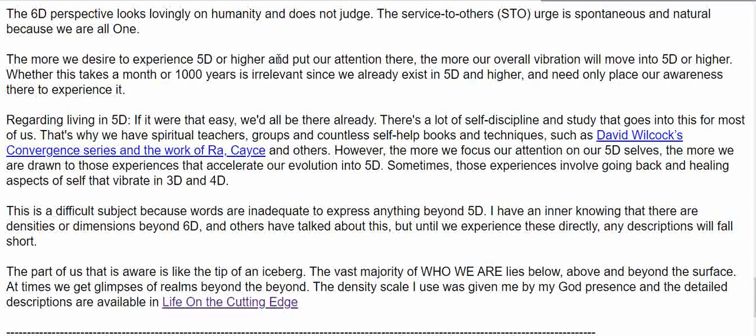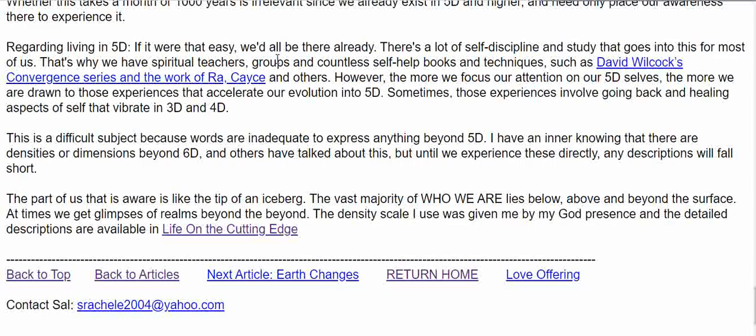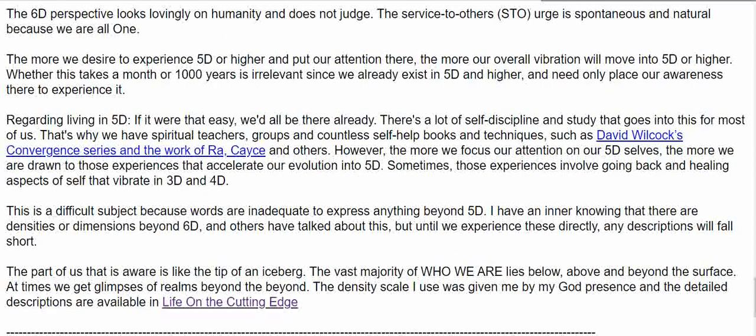Regarding living in 5D, if it were that easy, we'd all be there already. There's a lot of self-discipline and study that goes into this for most of us. That's why we have spiritual teachers, groups, and countless self-help books and techniques. However, the more we focus our attention on our 5D selves, the more we are drawn to those experiences that accelerate our evolution into 5D.